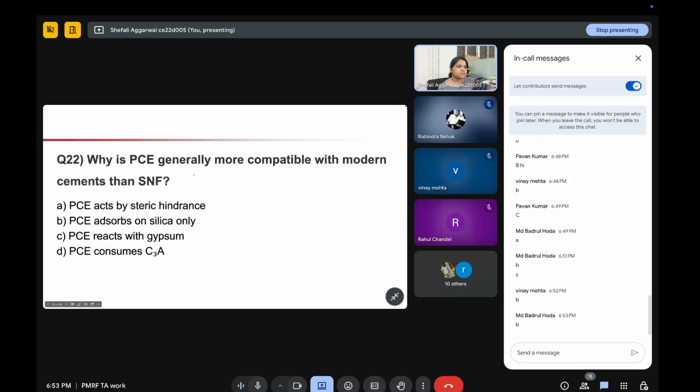Why is PCE generally more compatible with modern cements than SNF? Because it acts by steric hindrance, it absorbs silica only, it reacts with gypsum, or it consumes C3A? A. Yeah. Steric hindrance is a much more stable superplasticizer mechanism as compared to electrostatic repulsion. That's why we are saying PC based superplasticizers are more compatible than SNF based.